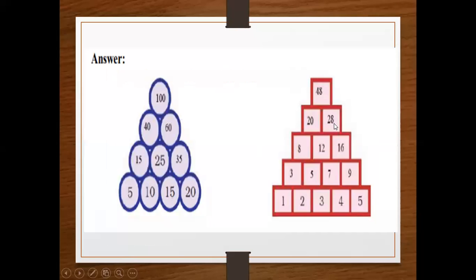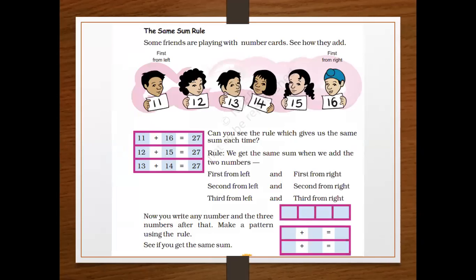Is this the answer you got? Second row: 3, 5, 7, 9. Third row: 8, 12, 16. Then 20. Then 28, 48. Okay, is it right? Yes, all copied. Shall I move to the next question? Yes, sir.